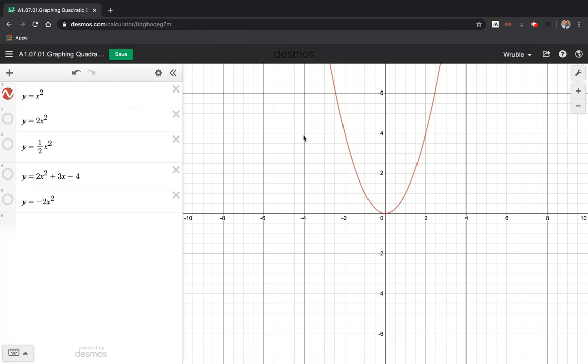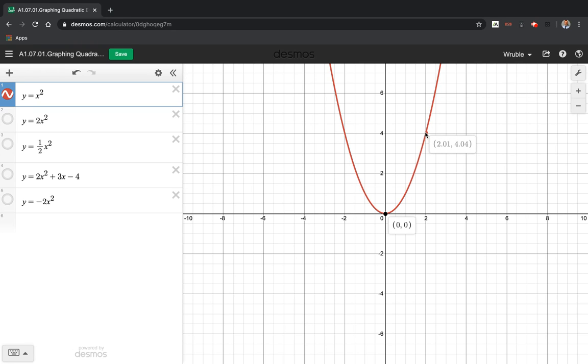Here we have the parent function. This is what a parabola looks like. So y equals x squared, that's the parent function. And we can see that we have the intersection at 0, 0. Then as we substitute values in, if we substitute 1 in for x, 1 squared is 1. So 1, 1. If we substitute 2 in for x, 2 squared is 4. So we get the point 2, 4, and that continues.